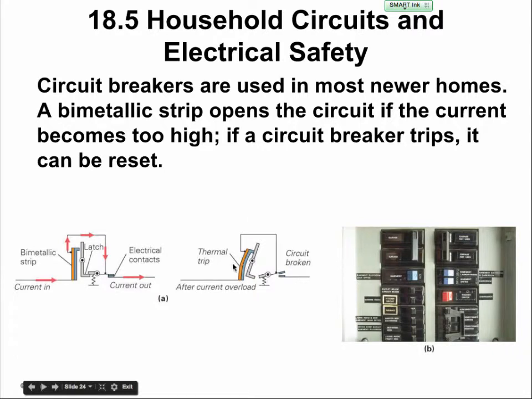This is a thermal trip, and basically what happens is that if the current goes through, there's a little bit of resistance between the two metals, and one metal will heat up quicker than the other, and it will bend. If that bends, it'll trip a latch, and that breaks the circuit and stops the flow of electricity. It's not that big of an issue. You can flip the circuit back and reset it, and that allows the current to flow.